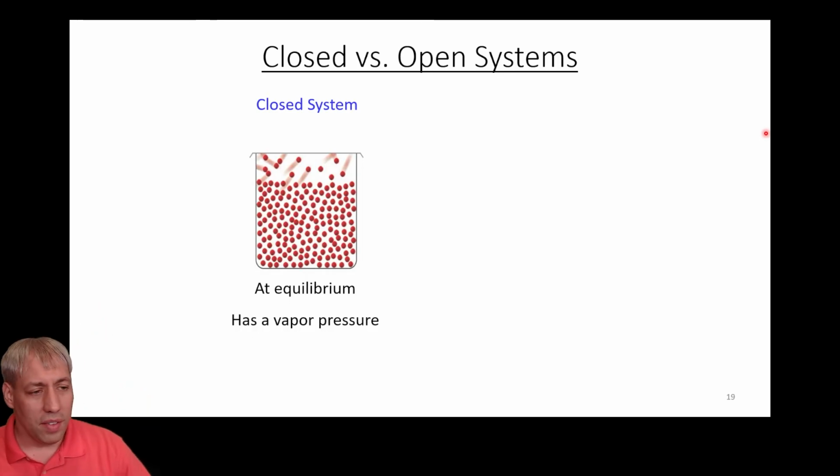All right, so everything we've talked about so far is a closed system, right? And closed system means those molecules can't go anywhere. They can't escape from the system. There's an equilibrium between molecules evaporating and molecules condensing, and that effectively gives you the vapor pressure.